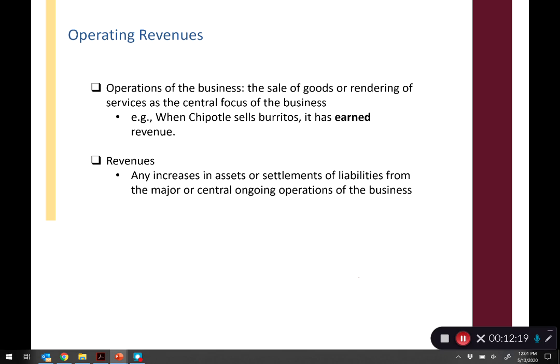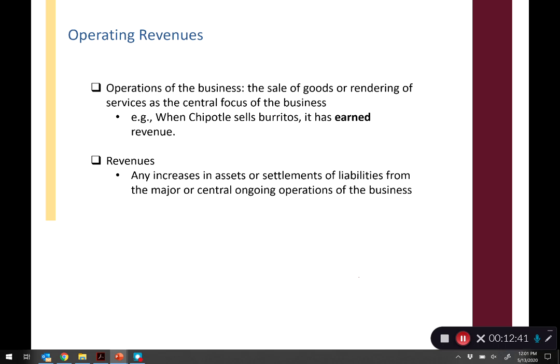So again, our operating revenues relate to the operations of the business. It's from the sale of goods or rendering of services as the central focus of the business. It's a fancy way of saying when Chipotle sells burritos, it's earned revenue. That's one of the main functions of Chipotle, selling food. So whenever they sell the food, they're earning the revenue, and it would be considered an operating revenue.